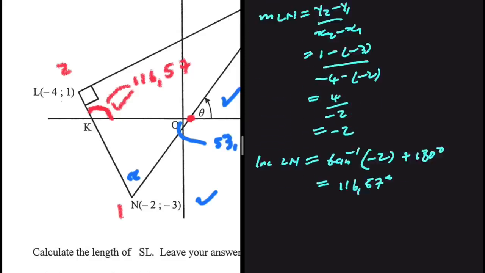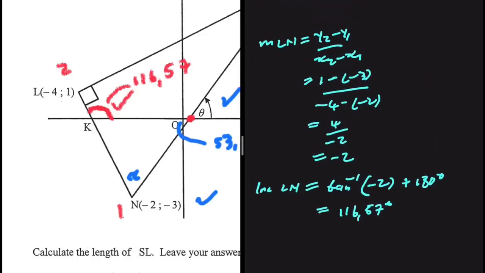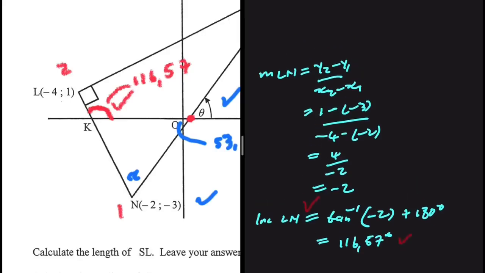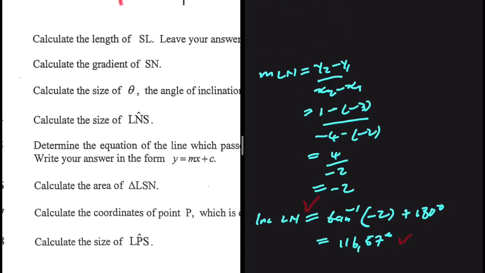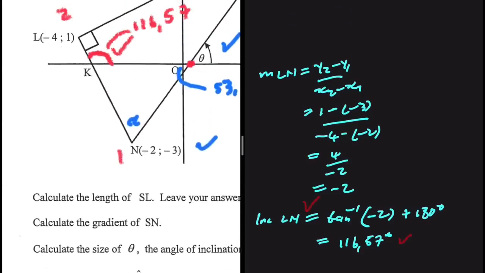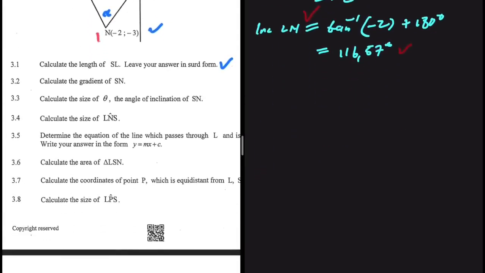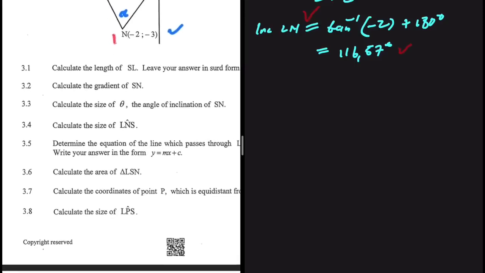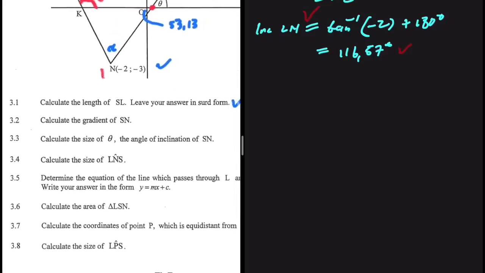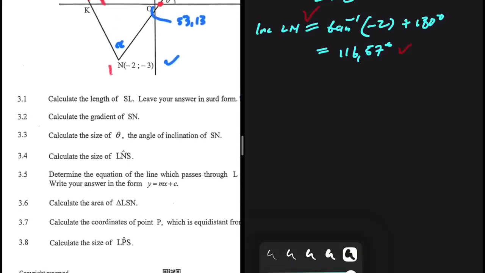I found the gradient of LN, and then the angle of inclination, 116.57. I'm looking for the angle LNS. Okay, we are good to go. That is the size of LNS. Let me know in the comments if you found a different answer. You'll probably not find a different answer, but may use a different method. I'm quite convinced that the approach I'm taking is the right one. That is 3.4.